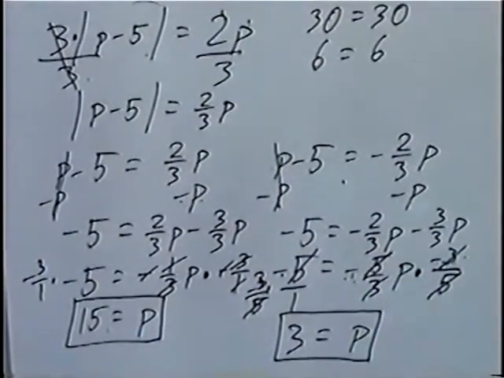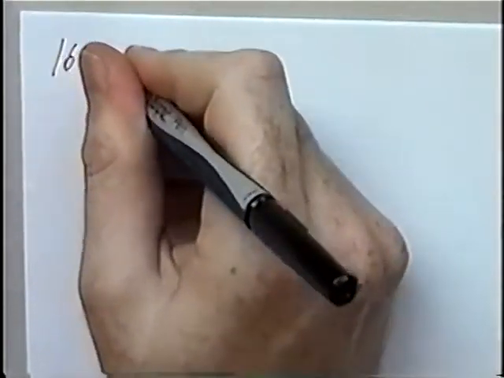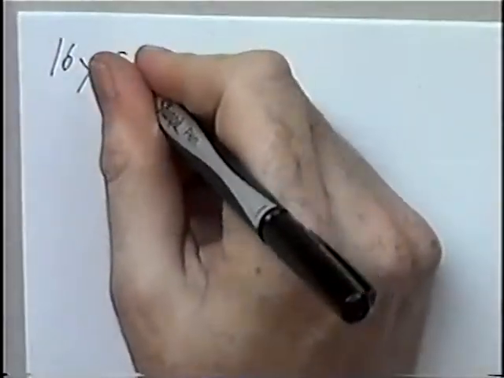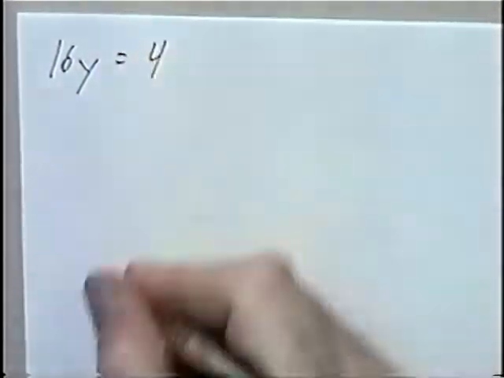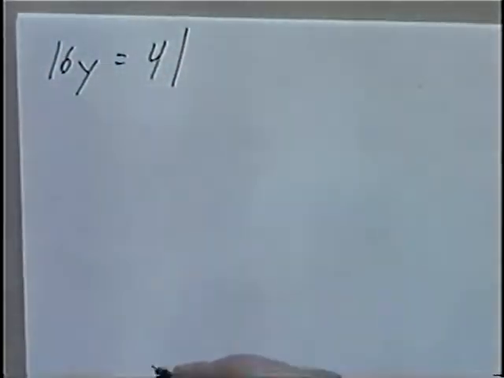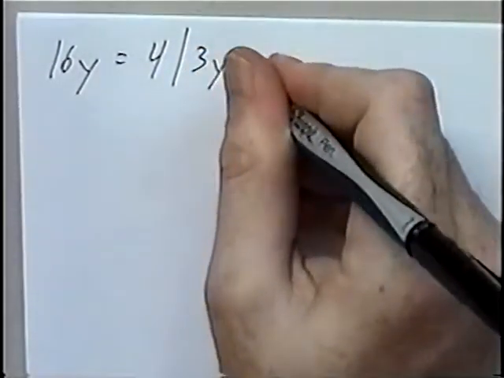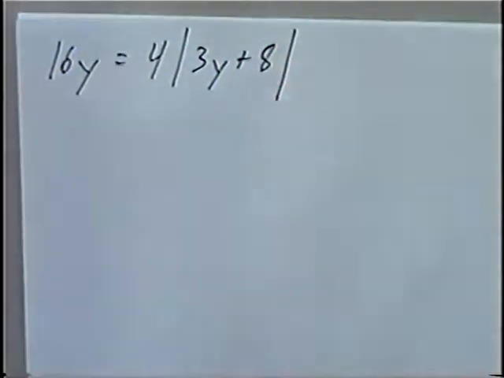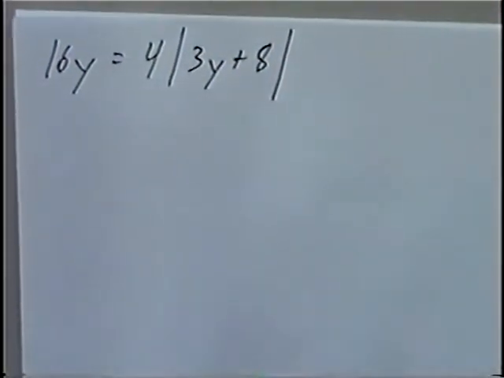Second question for the section, and last question. The equation is 16y equals 4 times the absolute value of 3y plus 8. Again, for the section, we have variables on both sides that we'll be solving.